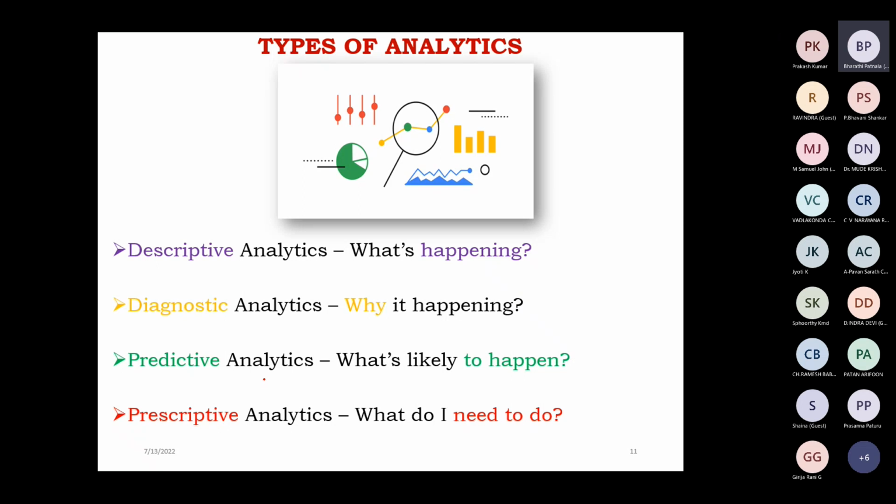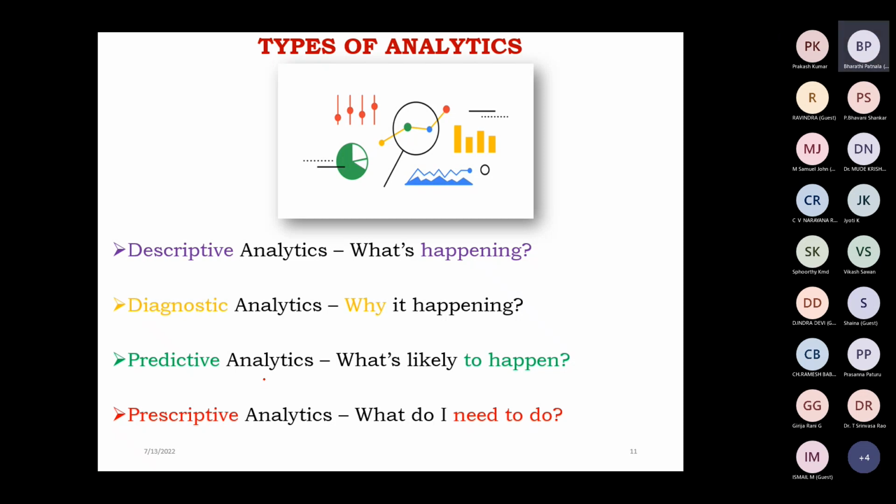Now let us see what the different types of data analytics are. We have different types of data analytics. The first one is descriptive analytics. By applying descriptive analytics, you know what's happening in that particular model. The next one is diagnostic analytics, which tells why it is happening.